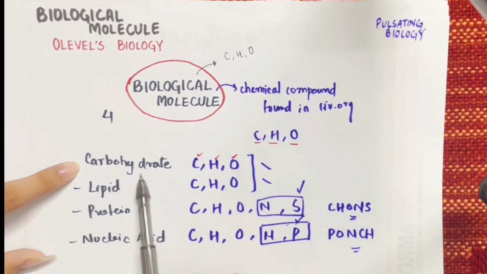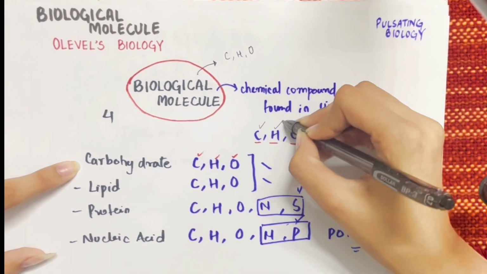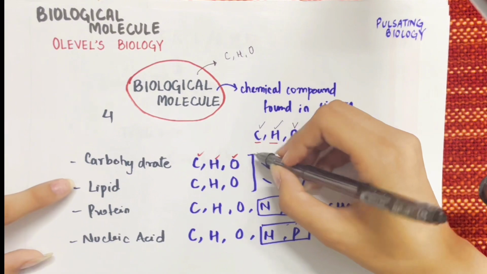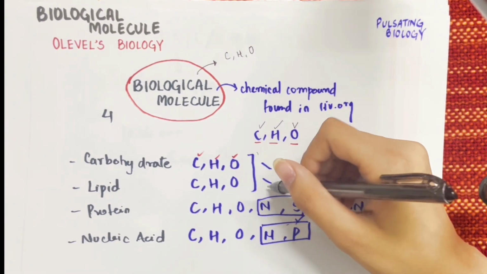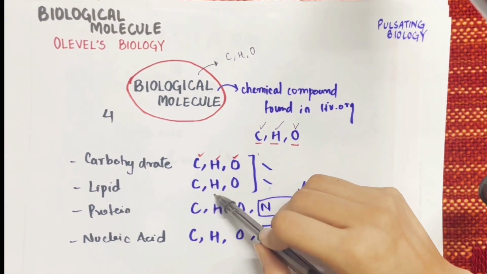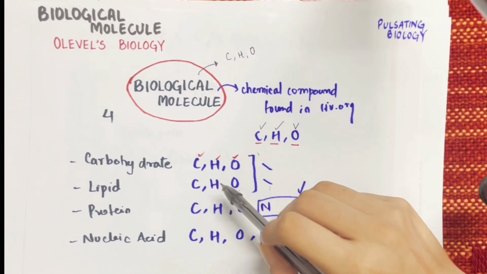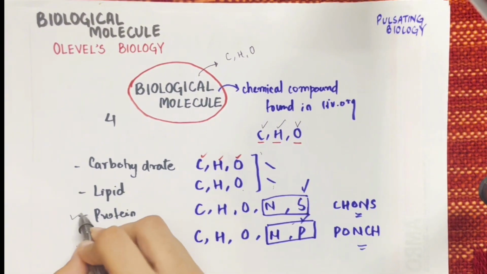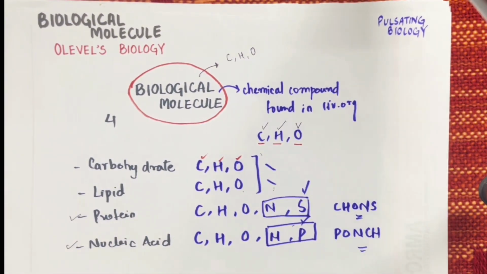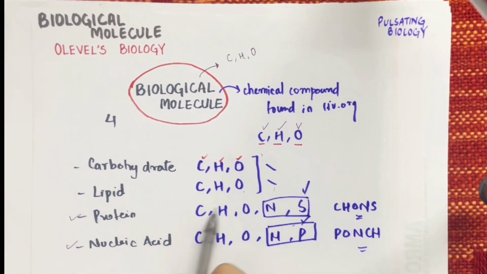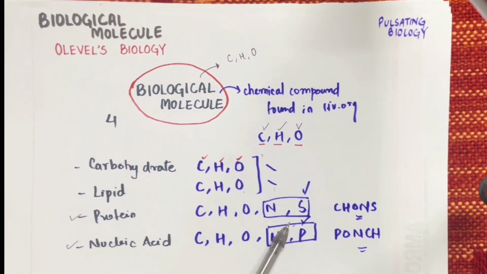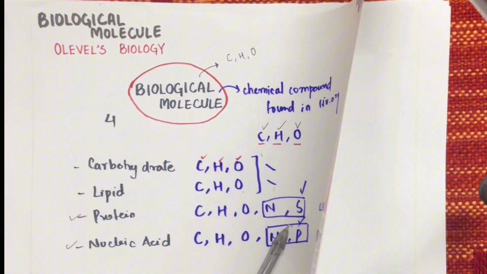So carbohydrate, as I've already told you, is the hydrated carbon, that means they contain carbon, hydrogen, and oxygen. Similar goes with the lipid. The lipid also is made up of the carbon, hydrogen, and the oxygen. But when you talk about the protein and the nucleic acid, the same does not apply. The protein consists of nitrogen and the sulfur as an external element, whereas the nucleic acid consists of nitrogen and the phosphorus as an external element.